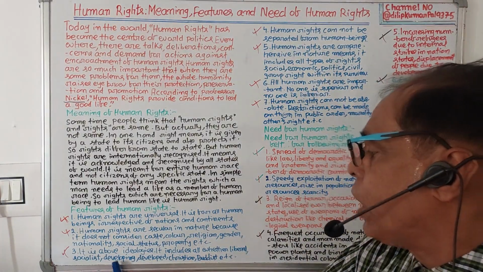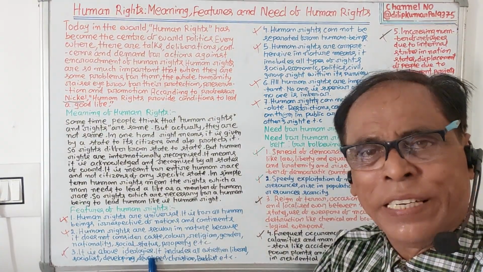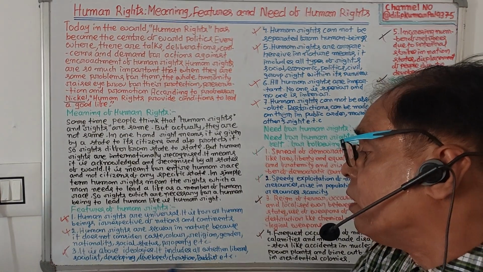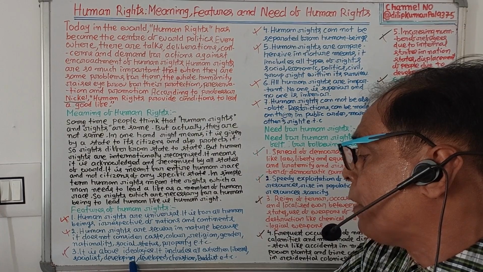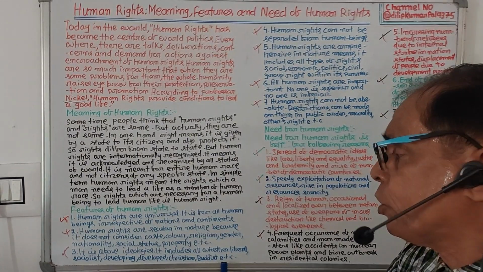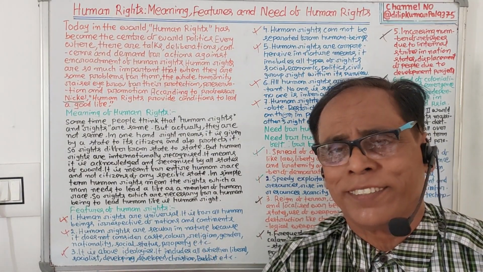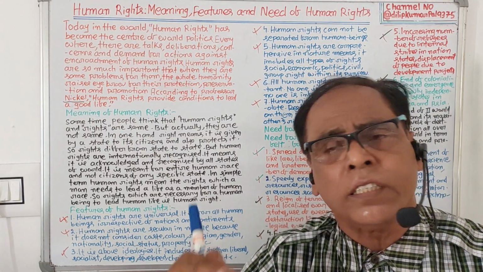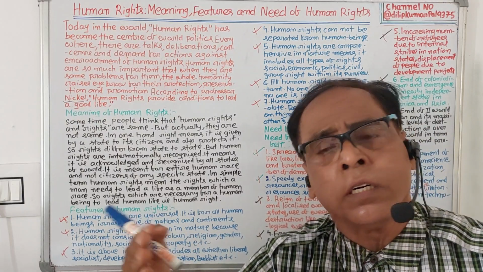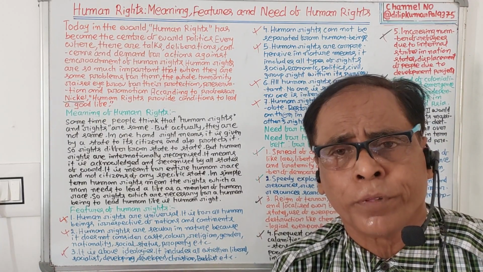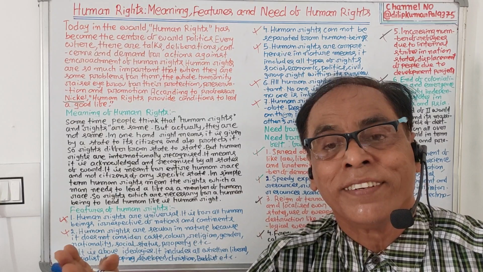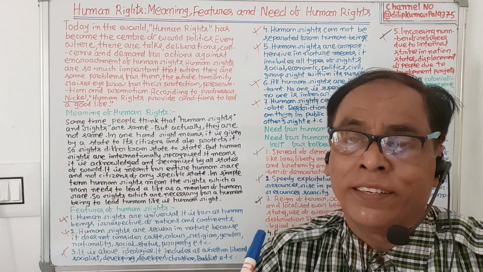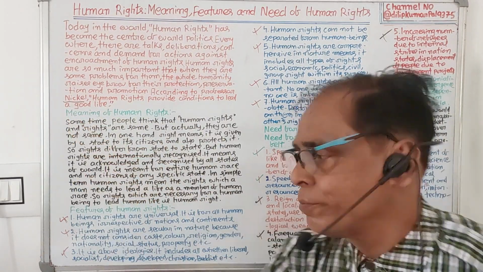Number three, human rights are above ideologies. They do not have any ideology. They include all, whether liberal, socialist, developing, developed, Christian, or Buddhist. They are not confined to any particular ideology. They are above all ideologies.